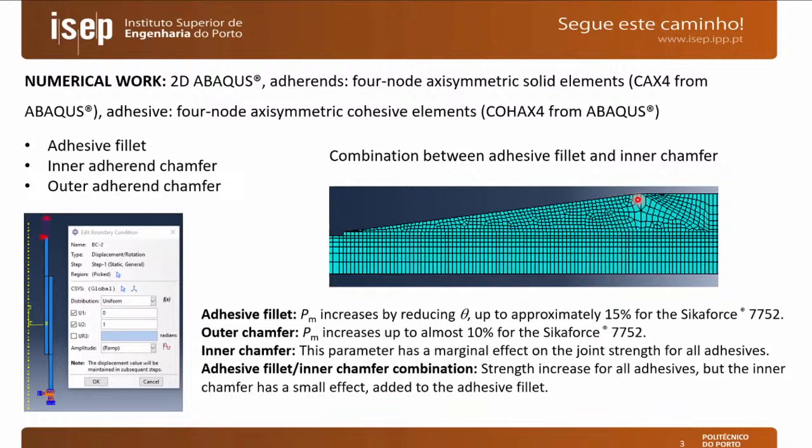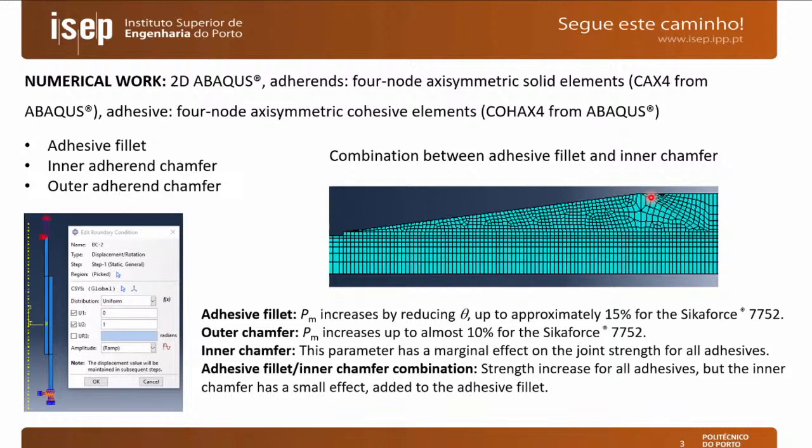Another modification was an inner chamfer of the adherend. For example, this figure here also has an inner chamfer. We can see it here by the mesh topology. So this is an inner chamfer. So this part is not metal, it's not aluminum. This is adhesive. The aluminum part is here. And we also considered an outer chamfer.